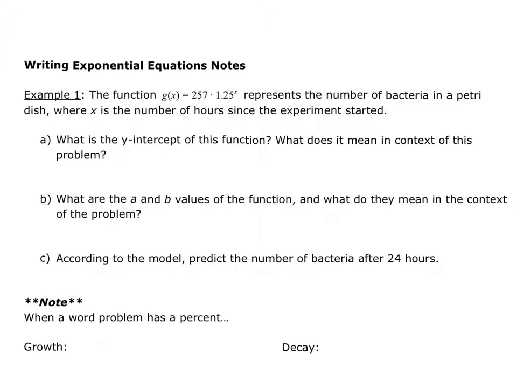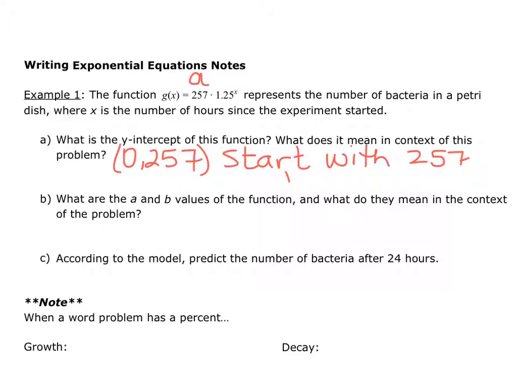Well, we could do a graph, but we don't have to. Remember yesterday in our notes, we said that the y-intercept was the A value, that 257. So my y-intercept is going to be (0, 257). And that means that we start with 257 bacteria. That's the beginning amount.